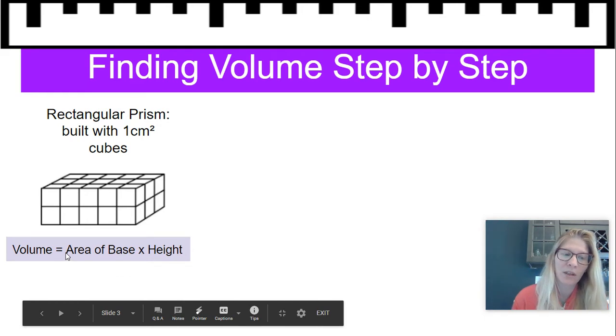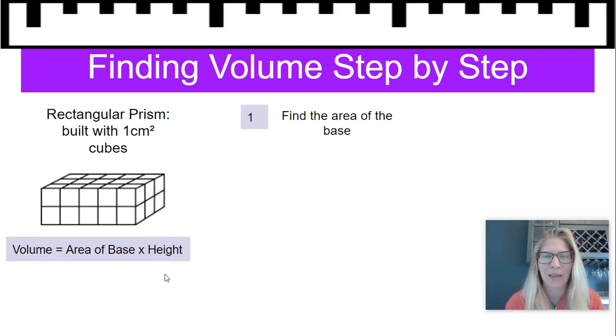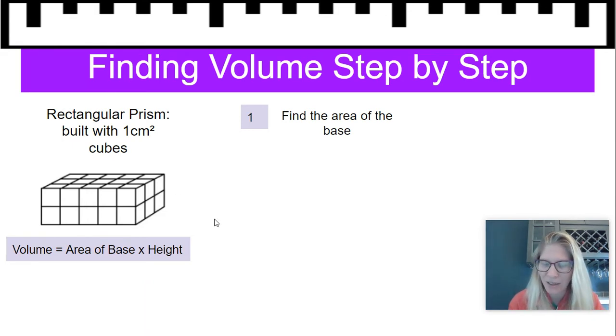It's volume equals the area of the base multiplied by the height. So your first step is to find the area of the base. What does that mean? Think back to 4th grade when you were finding the area of rectangles. The base of a rectangular prism, you can see it in the name, is a rectangle. So you know how to find the area of rectangles.